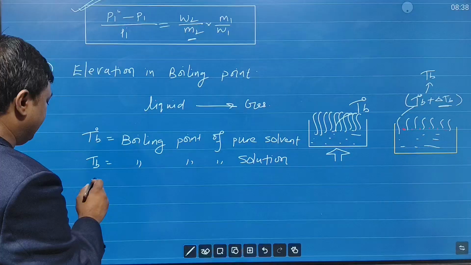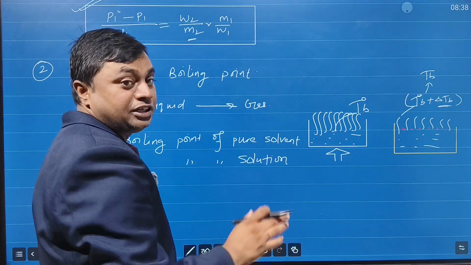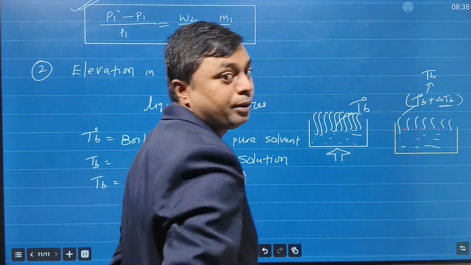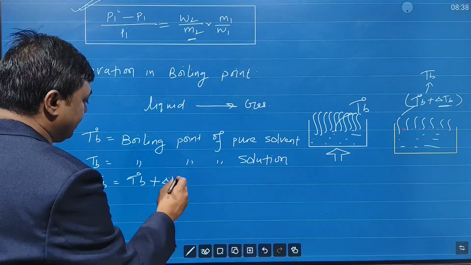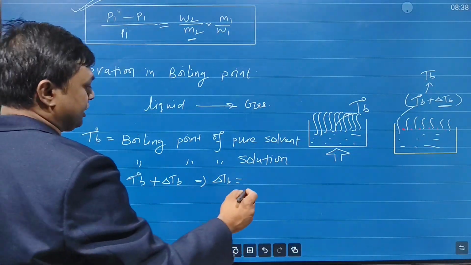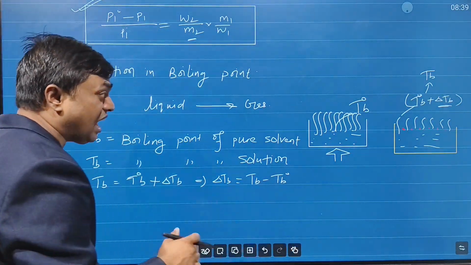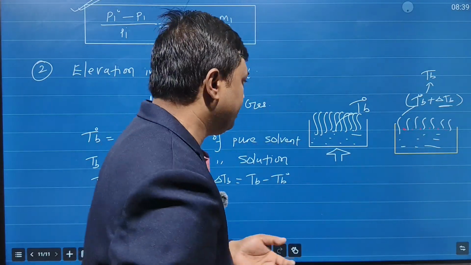How can we write TB? TB is nothing but T degree B, plus some more temperature we have to give to get this much vapor, so that it will boil. Yes or no? So T degree B plus delta TB. So we can write delta TB is nothing but TB minus T degree B. Remember this one. As it depends upon the solute which we are adding, it is a colligative property.